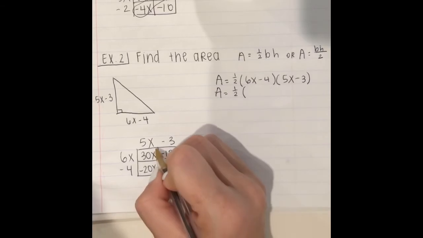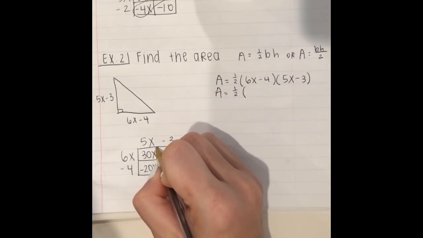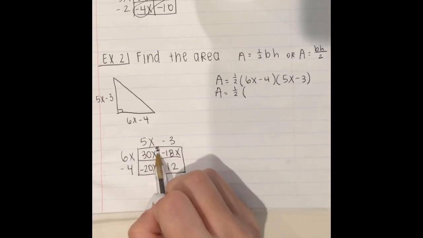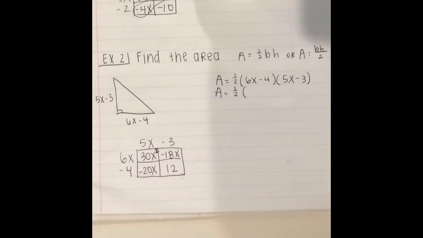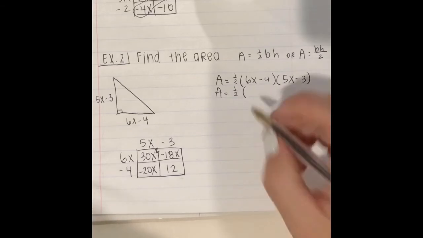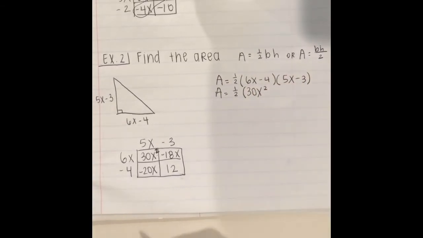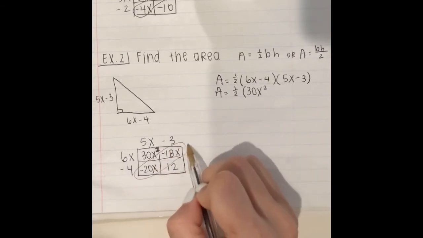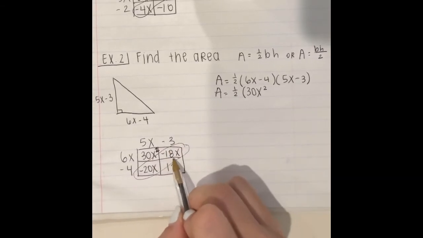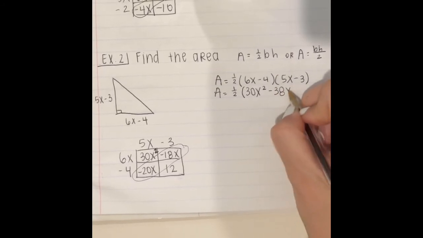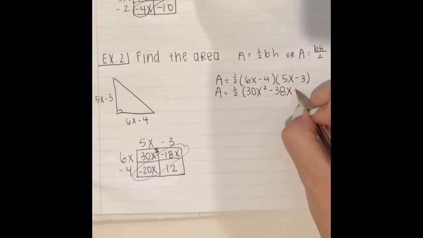Oh, and I messed up. 6x times 5x is a 30x squared. Whew. Sorry, guys. Almost messed us up there. All right, so we have 30x squared. And then we have our like terms here. Negative 20x minus 18x makes it a negative 38x, and then a positive 12.